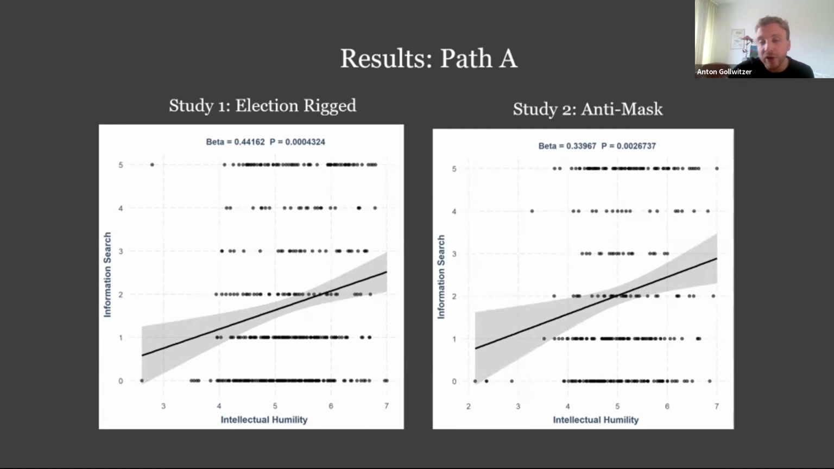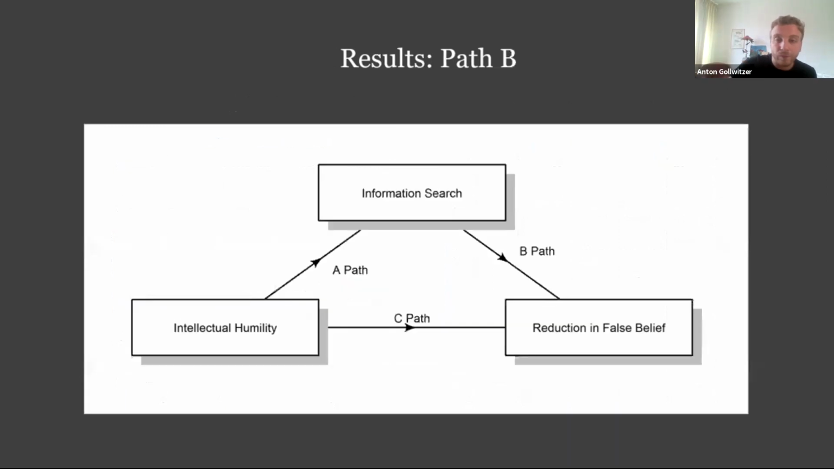Half a link's a little weird to wrap your head around, so you can also think of it in terms of a change of 2 on intellectual humility predicts one additional link of counter information clicked. Cool. So we verified path A, makes sense, goes in line with our predictions. We can consider now path B. So, does looking at counter information actually predict a reduction in the measured false beliefs?